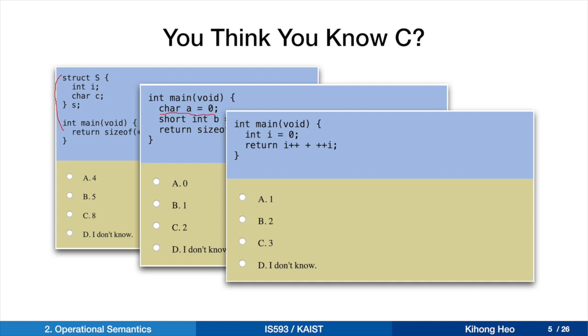So here is a variable I and two increment expressions, a pre-increment and a post-increment expression. What would be the sum of them? What is the return value of the main function? Here we have observed three examples. So what are your answers?